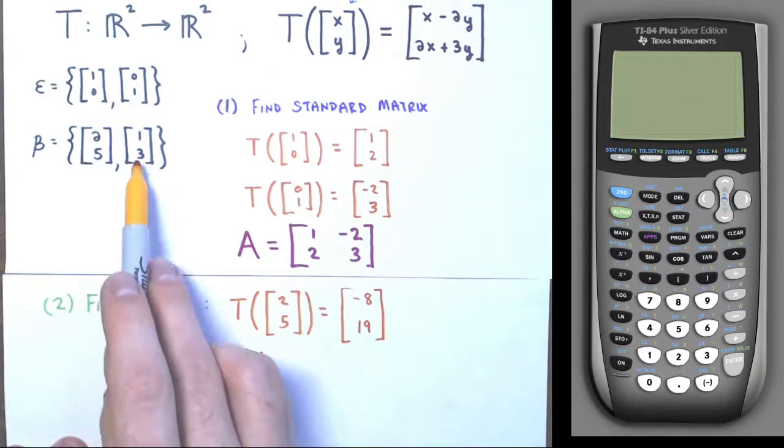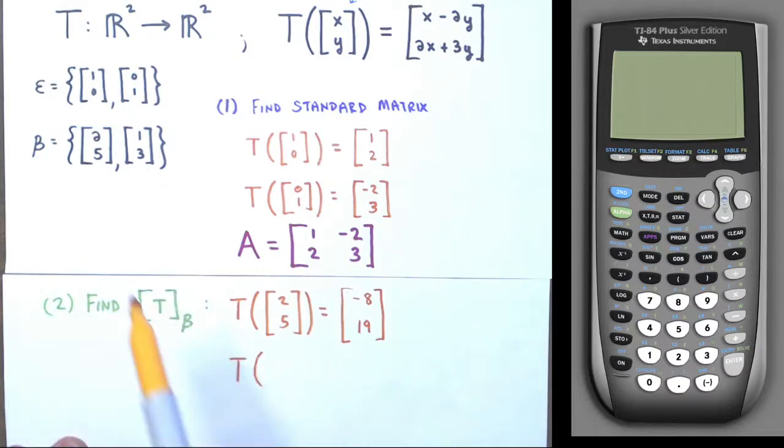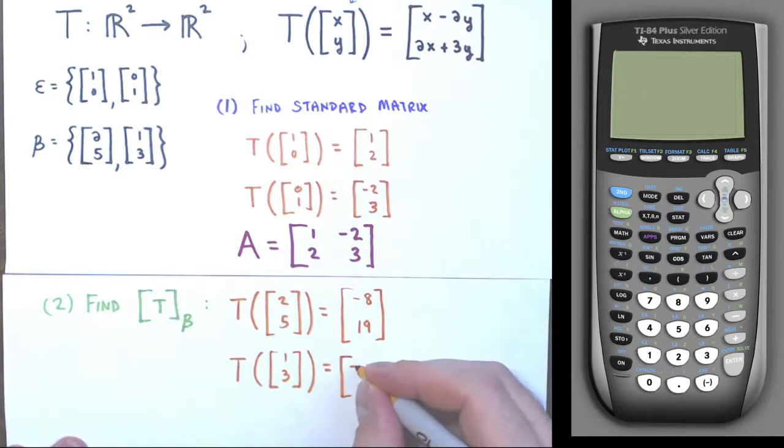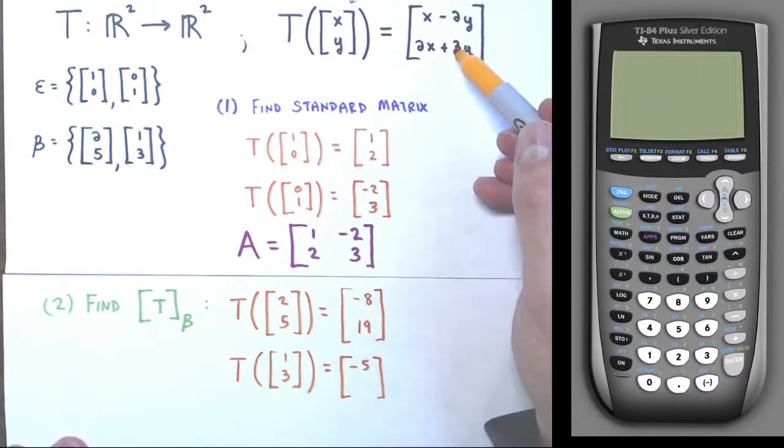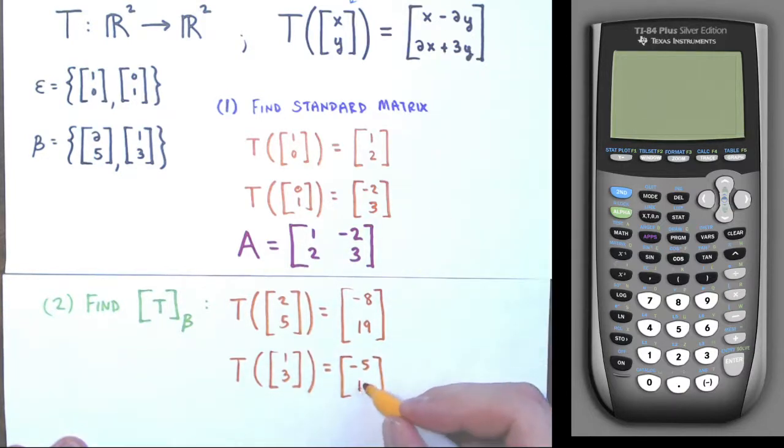So T of the second basis vector in B, which is (1, 3). And then again, replacing x with 1 and y with 3, I get 1 minus 6, so negative 5 for the first component, and 2 plus 9, get 11 for the second. And again, let's double check that real quick in my head. 1 minus 6, 2 plus 9, okay, looks good.